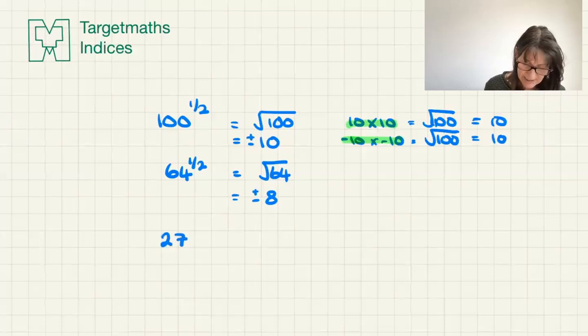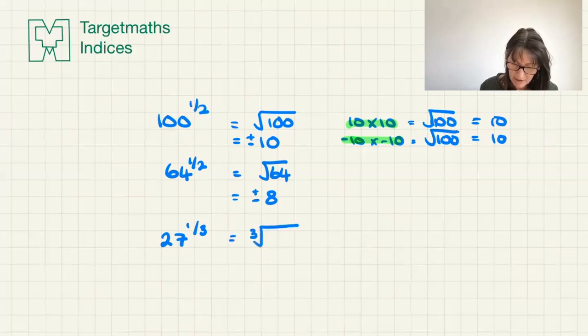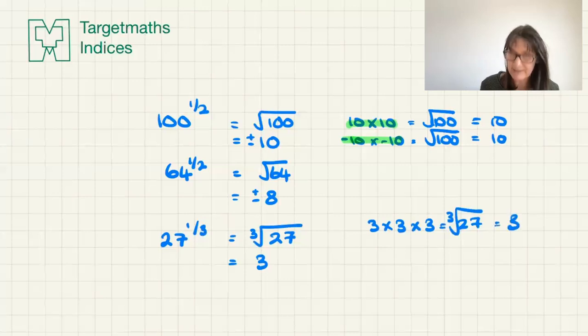So we've got 27 to a third. Pause and hit play when you're ready. Okay, so this is going to be my cube root of 27. A number multiplied by itself 3 times. The answer to that is 3. 3 times 3 times 3 is 27. So the cube root of 27 is 3.